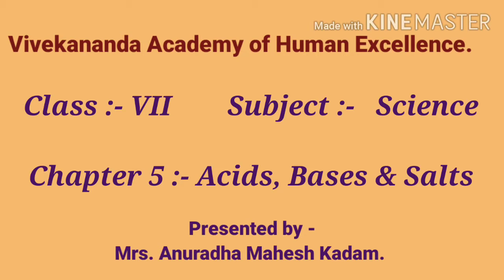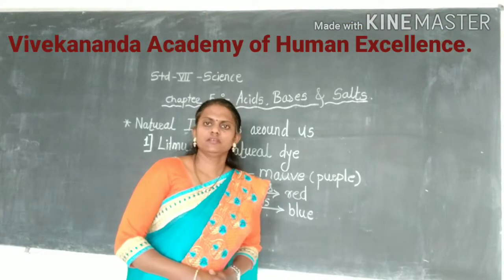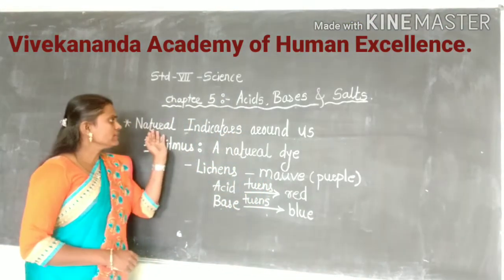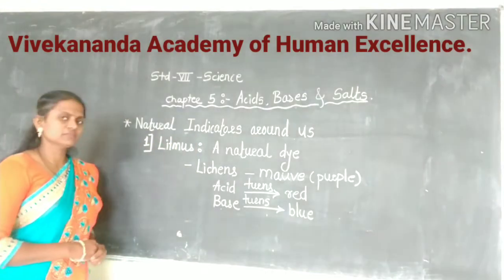So in this chapter we have seen acids are sour in taste and bases are bitter in taste. And we have seen it is very difficult to identify by its taste. So we will see how we can use the indicators. Now we will see what are the natural indicators around us.